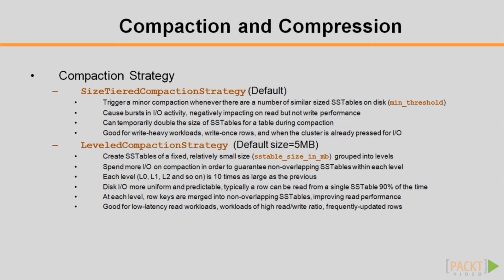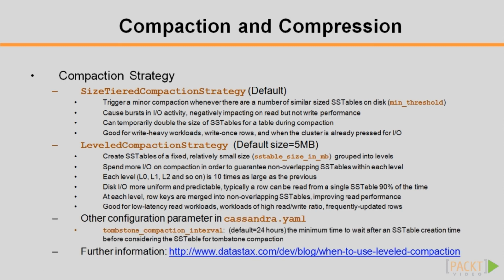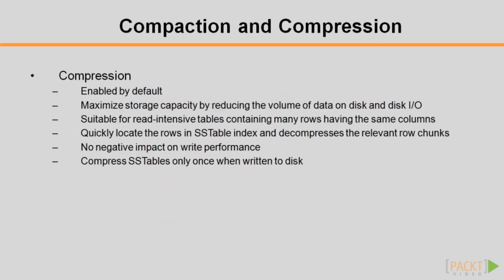Typically, a row can be read from a single SSTable 90% of the time. Moreover, row keys are merged into non-overlapping SSTables at each level, leading to improved read performance. Leveled compaction is good for low-latency read workloads, workloads with a high read-write ratio, and frequently updated rows. A related compaction parameter, tombstone compaction interval, is configured in cassandra.yaml. It's the minimum time to wait after an SSTable creation time before considering it for tombstone compaction.